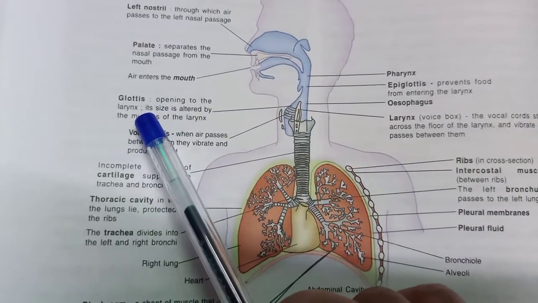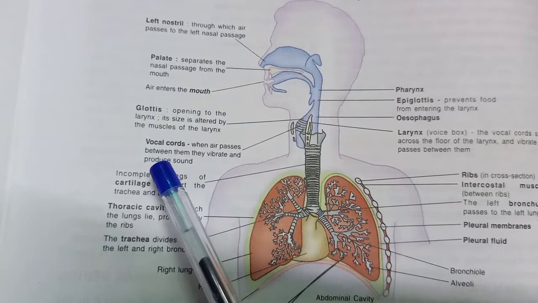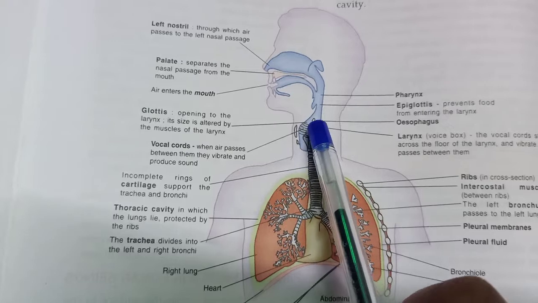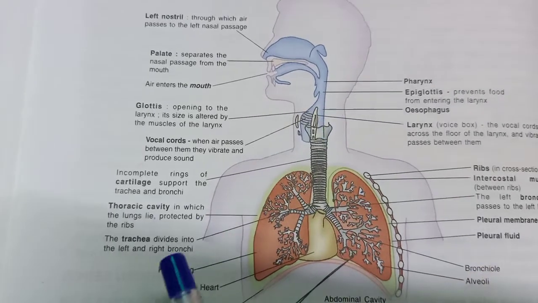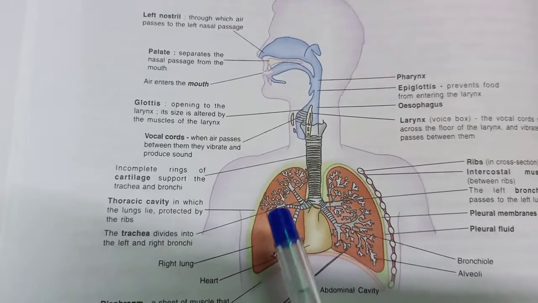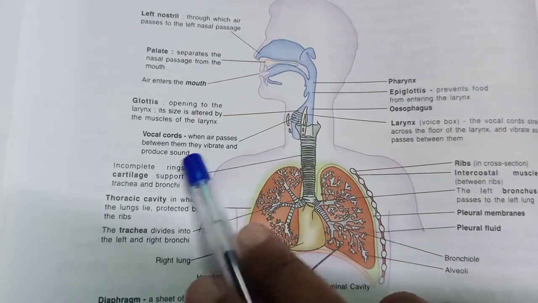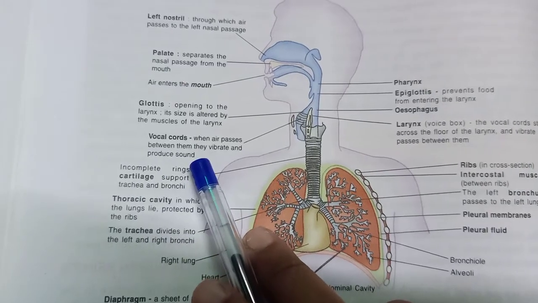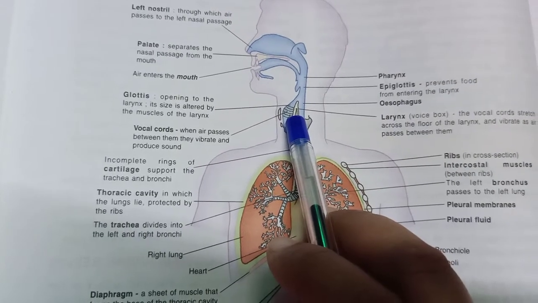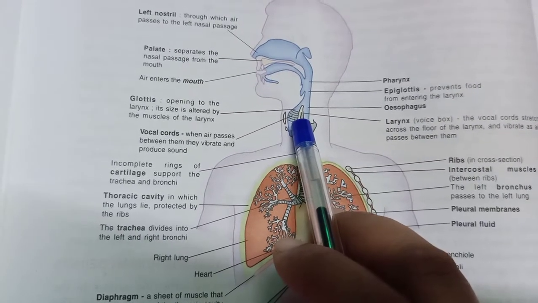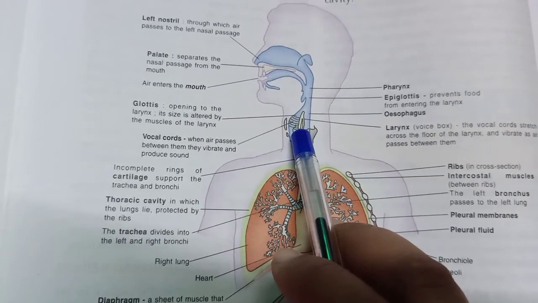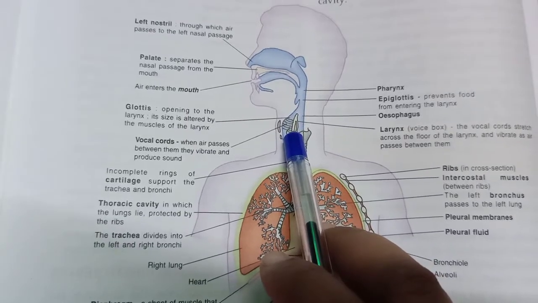Now the glottis, as I told you, is an opening to the larynx, and its size is altered by the muscles of the larynx. Then come the vocal cords. When air passes between them, they vibrate and produce sound. These vocal cords are present in the larynx, and because of this we are able to speak.